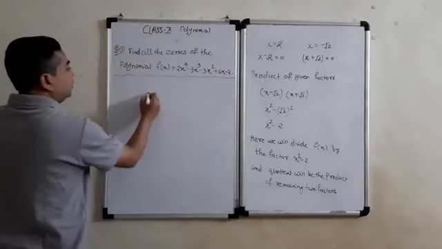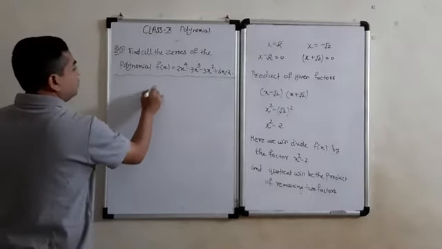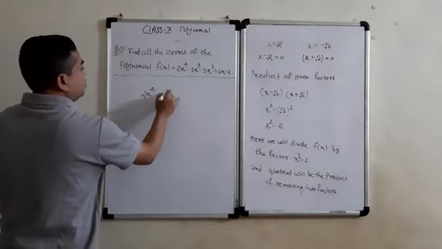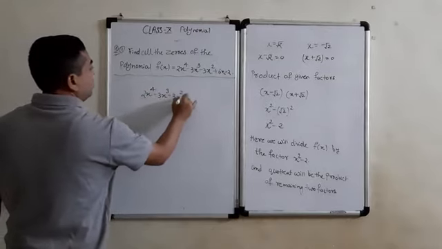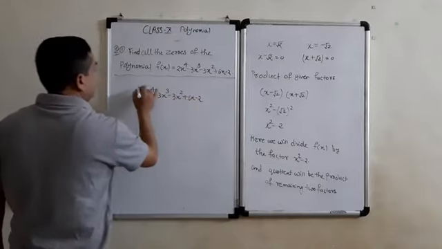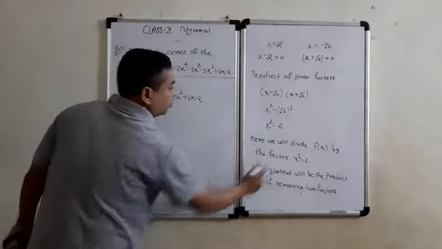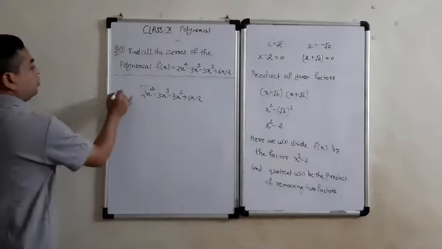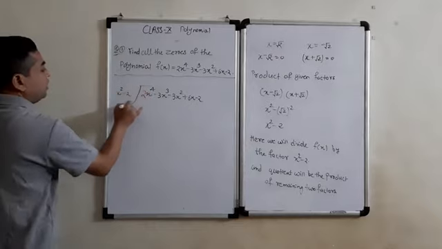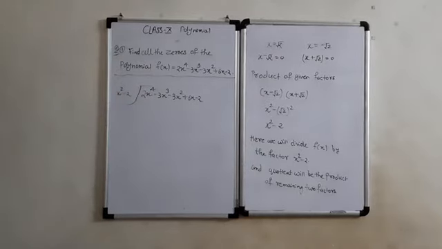So we will divide 2x raised to the power 4 minus 3x cube minus 3x square plus 6x minus 2, and that we have to divide with the product of the given two factors. The product of the given two factors is x square minus 2. With this we will divide. Let us see how many times it will go.